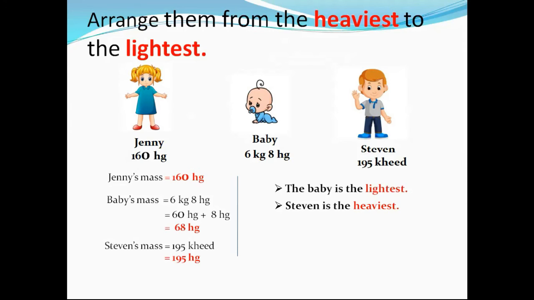Now let's arrange them from the heaviest to the lightest. Start with the heaviest down to the lightest. So the heaviest mass belongs to Stephen. Next is Jenny, and the lightest is the baby. Good job, very good.